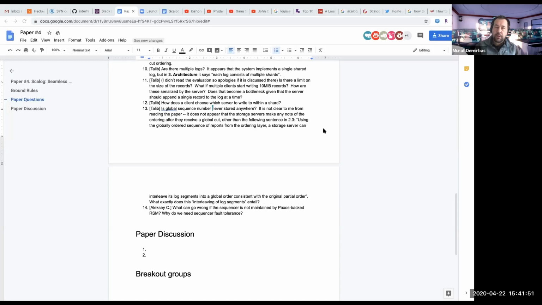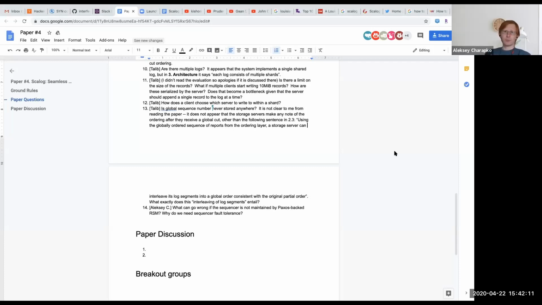We also had a discussion about Alexei's question. Is the global sequence number maintained at the ordering layer, at the Paxos shards? I think it should be, but Alexei says it may not necessarily be. Yeah, I'm trying to.